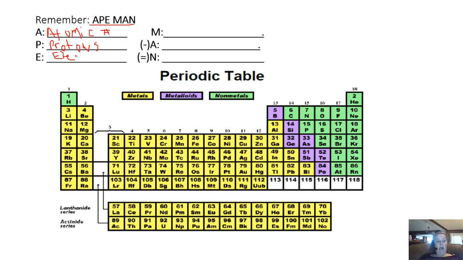So, for instance, let's look at aluminum right over here. Aluminum has an atomic number of 13. So it's going to have 13 protons and 13 electrons. They're going to be the same number.